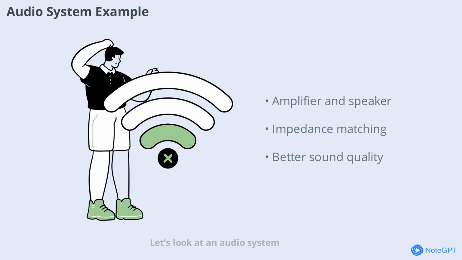Let's look at an audio system. Suppose you have an amplifier with a certain output resistance and a speaker with its own input resistance. If these resistances are matched, the speaker receives the maximum possible power, resulting in louder and higher quality sound. If they're mismatched, some of the amplifier's power is wasted, and the sound may be weaker or distorted. This example shows how the theorem directly impacts the performance of everyday devices.